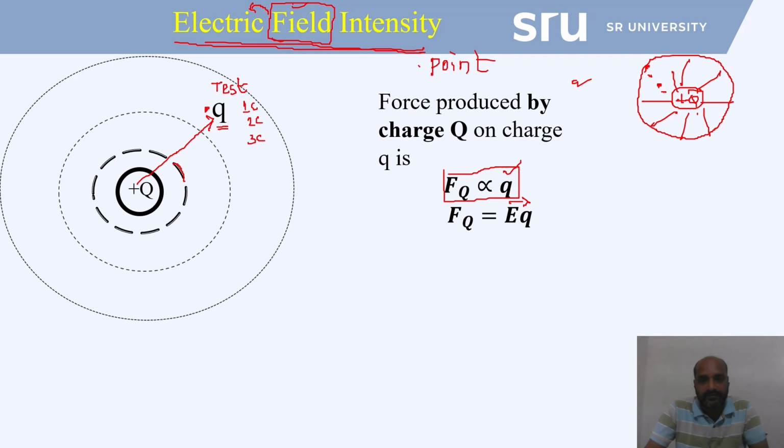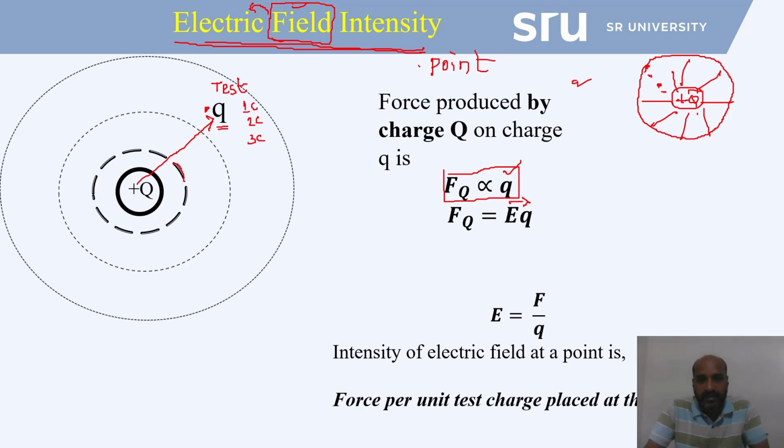Now we'll remove this proportionality and define the concept of electric field. This E is equal to what? F by Q. So the intensity of the electric field at this given point will be equal to how much force is experienced by the test charge. And I already said the test charge may be your choice, maybe 1 Coulomb or 2 Coulomb or 3 Coulomb. If you place a large amount of test charge, then the electric field intensity will also be high.